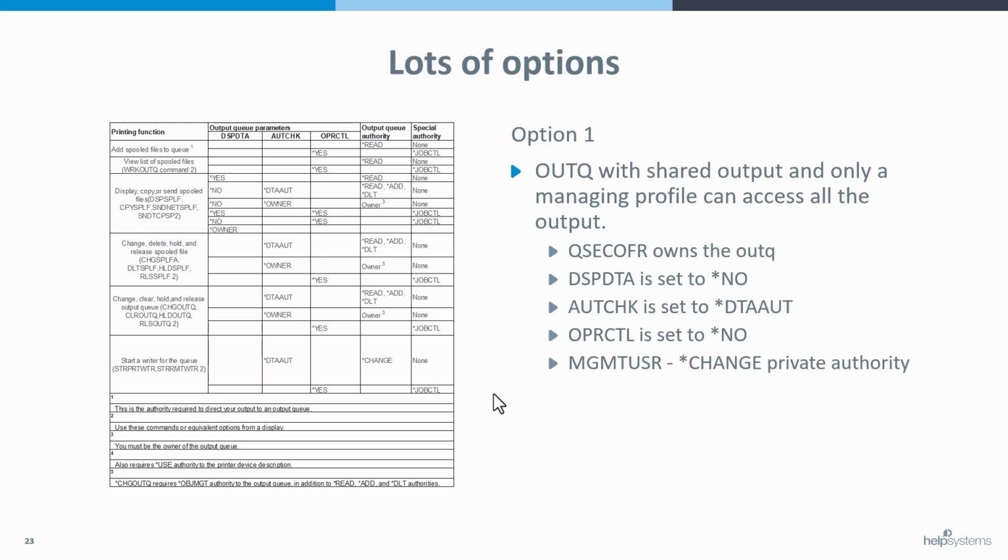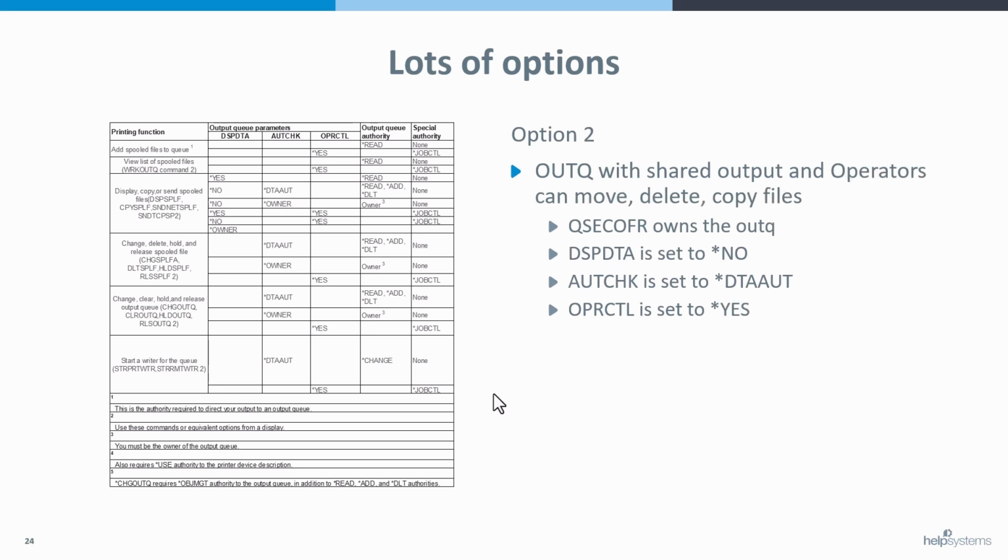So you have an out queue that has shared output that you only want a managing profile to access all the output. So we have QSECOFR owning the out queue. Display data is set to no. The authority check is set to data authority. Operator control is set to no. And the management user is allowed change private authority to the out queue. In this instance, that management user would be able to manage the spooled files within that out queue.